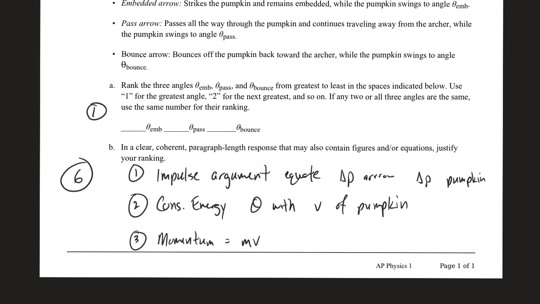The last thing, you need to now explain in which of these circumstances the change in momentum of the arrow was greatest and least. In which case was the velocity of the arrow changed the least? Well, that would be the pass-through. That's where it was changed the least, right? It passed right through the pumpkin. Its velocity did not change very much. That's the smallest change in momentum.